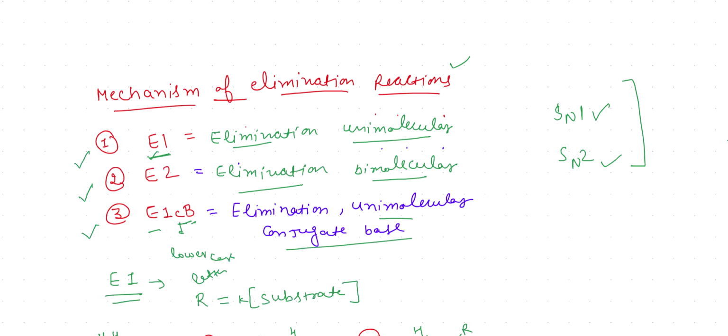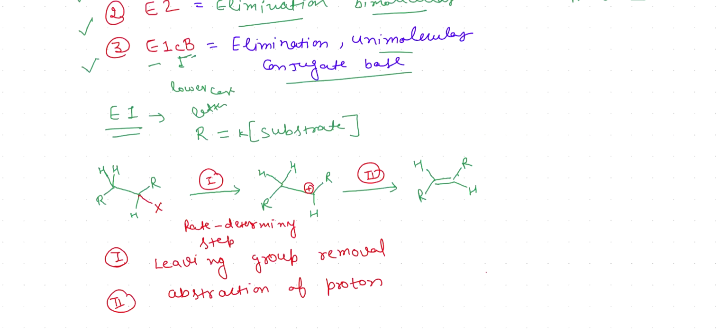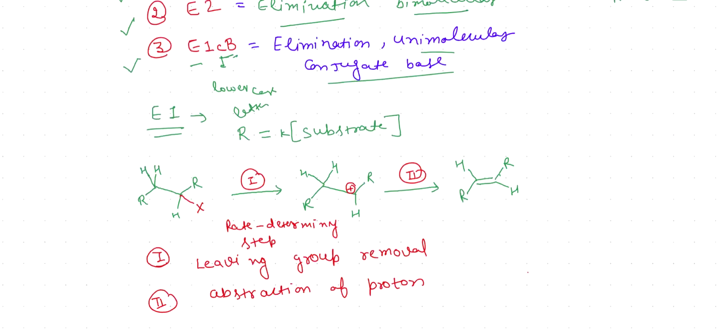So we will discuss this mechanism in detail. Coming to E1, what is going on in E1? In this, the rate of reaction depends on only the one substrate. That's why we use the term unimolecular. So basically, what is the substrate here? That is the alkyl halide. This is a reactant. This is the alpha carbon.